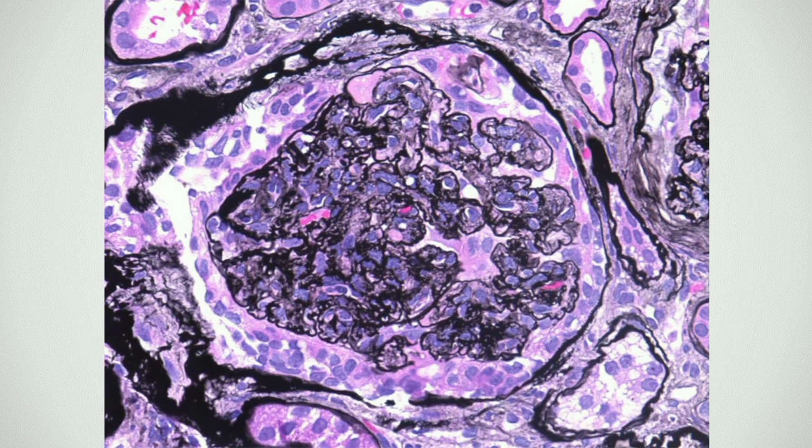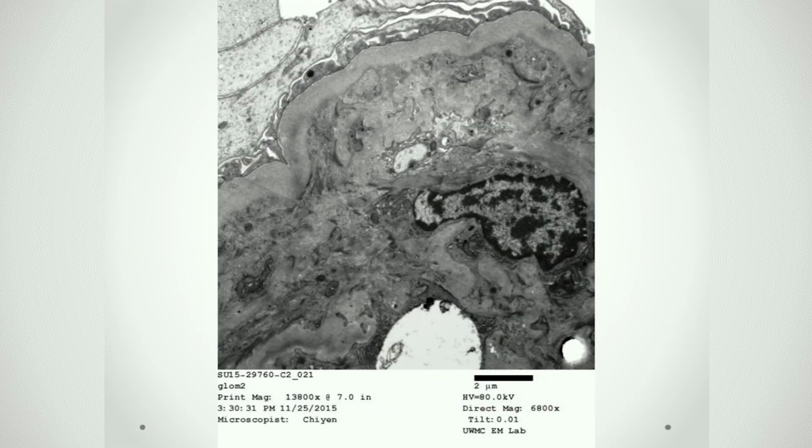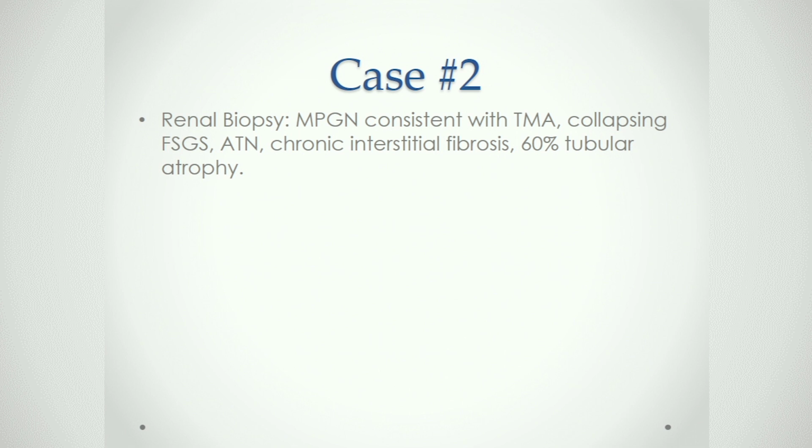And he did. He had multiple things going on, including that he had signs of thrombotic microangiopathy. He had some FSGS, and he had some deposition within the subendothelial space that was concerning for an MPGN-like process. So it was called by our great renal pathologist MPGN, consistent with TMA, collapsing FSGS, and along with that, some chronic interstitial fibrosis and tubular atrophy.